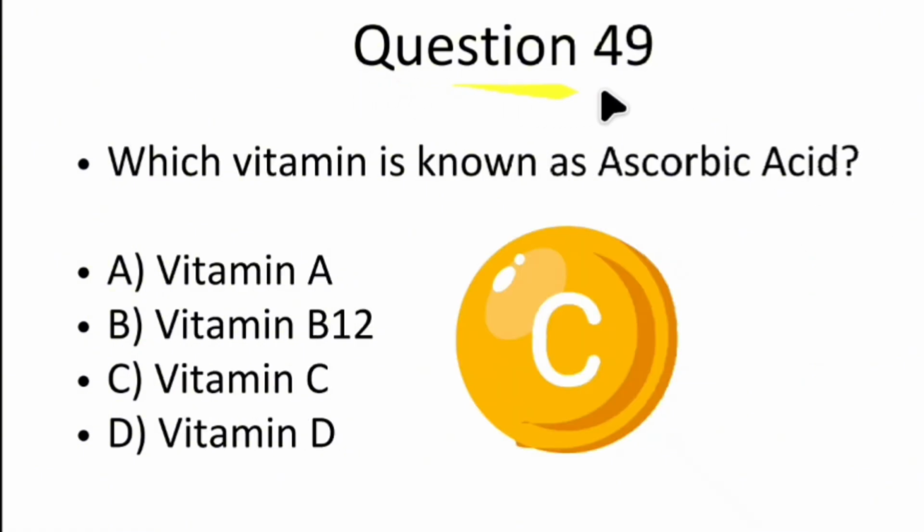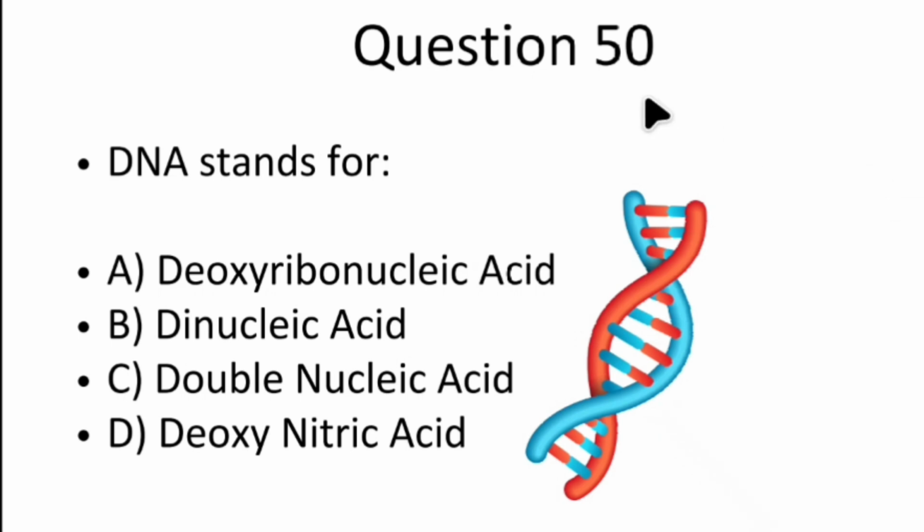Question number 49. Which vitamin is known as ascorbic acid? Correct option is C. Vitamin C is ascorbic acid.